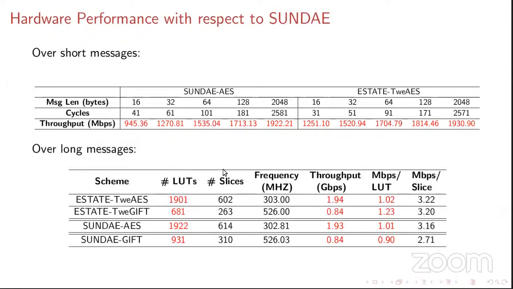And for longer messages, although the throughput is higher, for Sunday and state, both the throughput is comparable, but area-wise, state is slightly better than Sunday. In fact, for GIFT, it's much better than Sunday. So the overall throughput by area ratio is better in case of state.